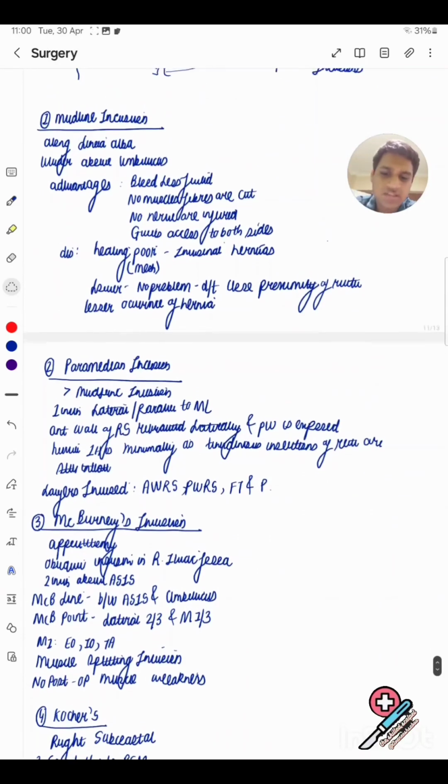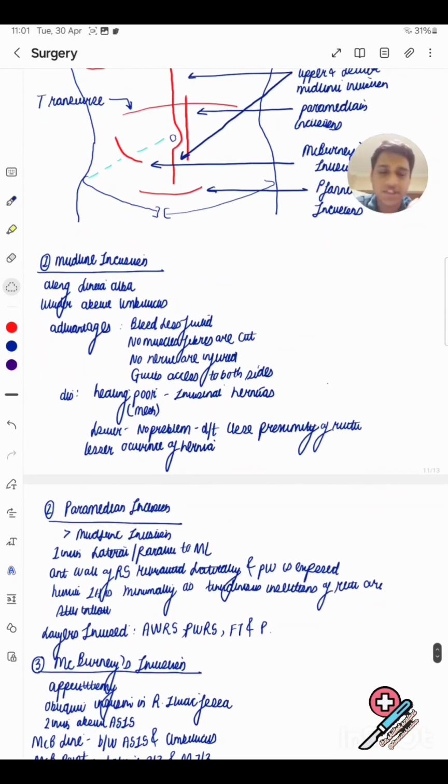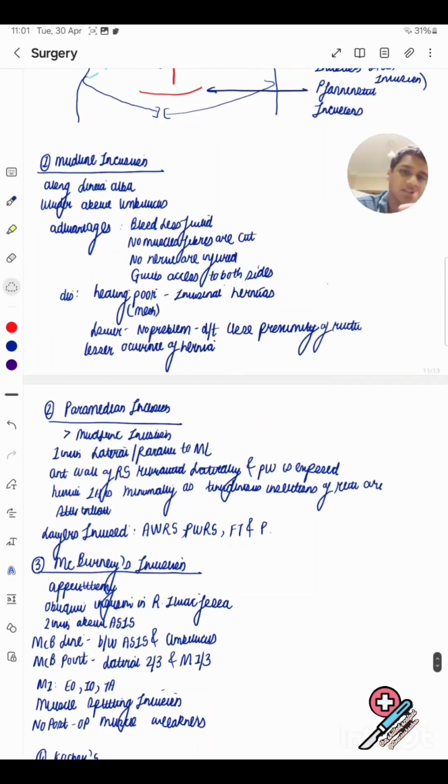It is also known as the muscle splitting incision, as 3 main muscles are split. That is external oblique, internal oblique, and the transverse abdominis.